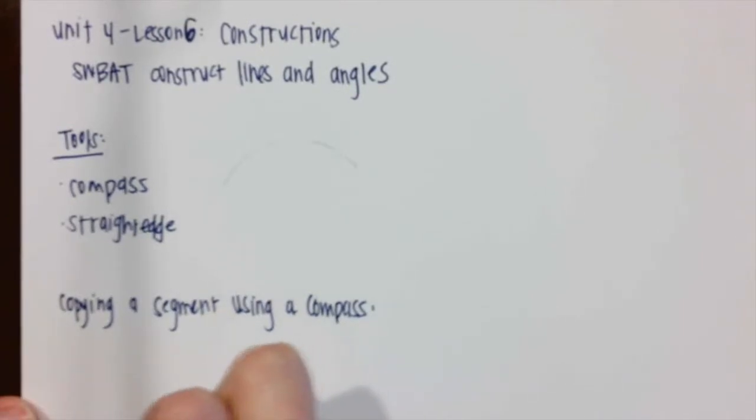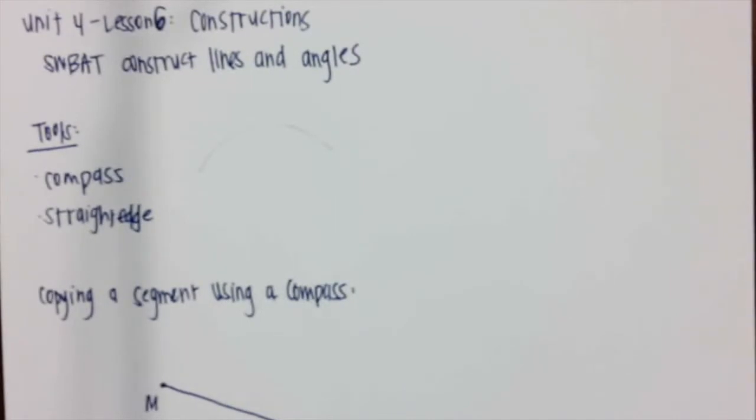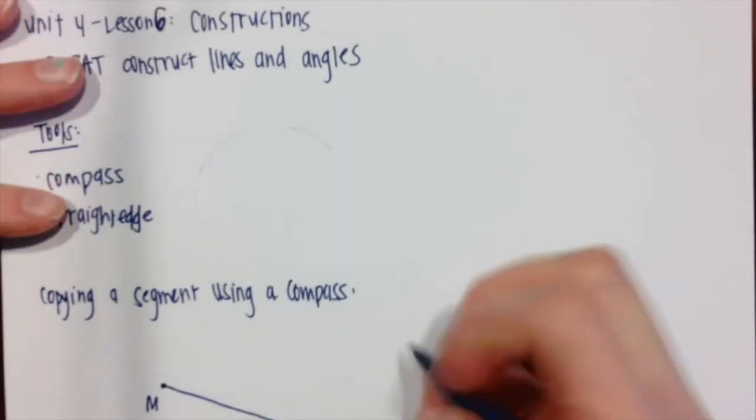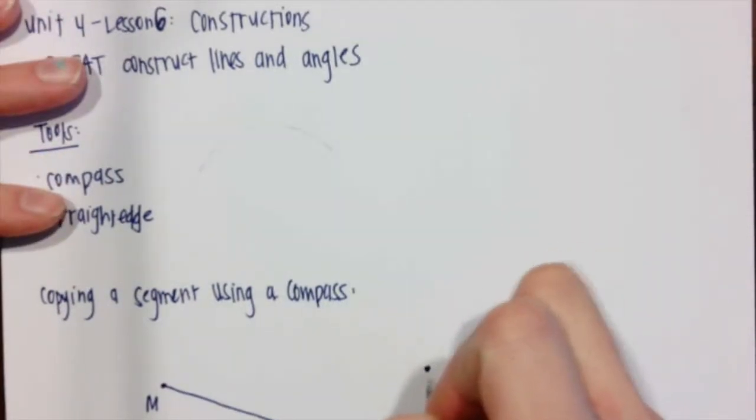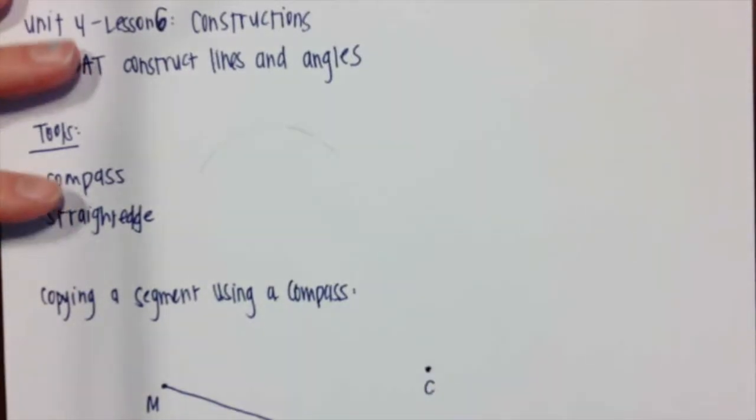So let's go ahead and we are going to copy segment MN. So I'm going to draw the exact same segment, but I'm going to be drawing it over here in a new place. So let's follow those steps that are on that half sheet of paper you have. First, it says to copy segment AB, first make an endpoint on your paper. Label it C. So our line is called MN, not AB, but we'll still call this point C.